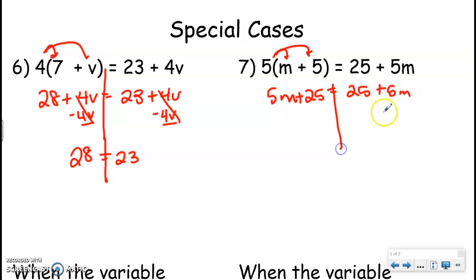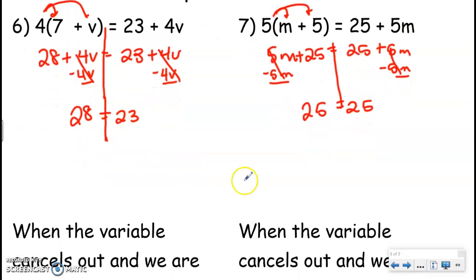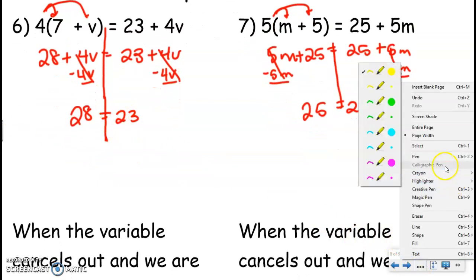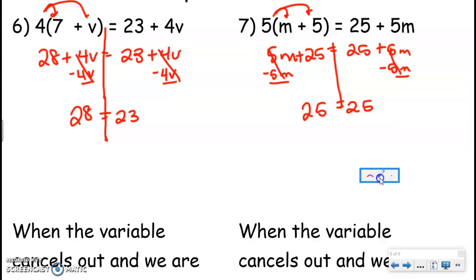So when I go ahead and move my variables to the same side here, by subtracting 5m on both sides, my variables cancel there as well. I'm just left with 25 equals 25. Now if you compare the two, the first one I did actually ends up in a false statement, because 28 is not the same as 23. They're not equal.